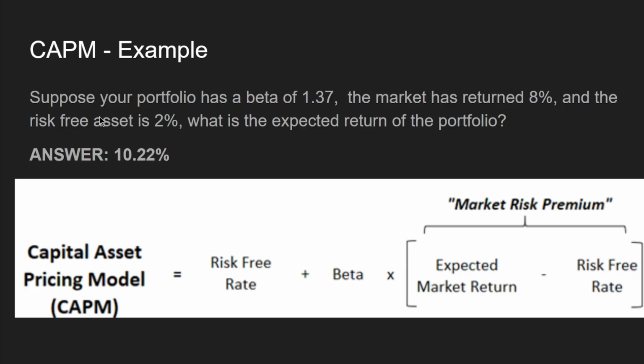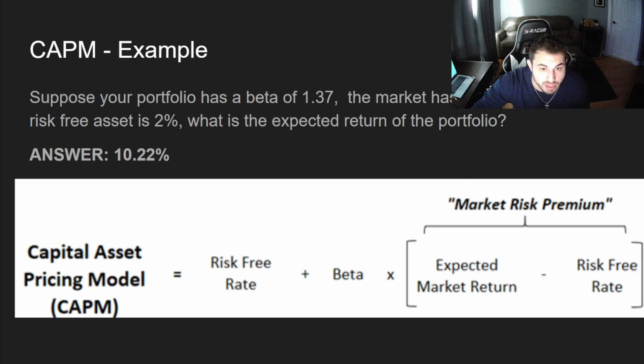So the answer is 10.22%. Let's walk through this. Beta here, 1.37. We have this market risk premium here, so it's 8% minus 2%. So it's 6% here times 1.37. That's going to be 8.22 plus the risk-free rate of 2%, 10.22%. Just basic algebra, nothing too complicated.